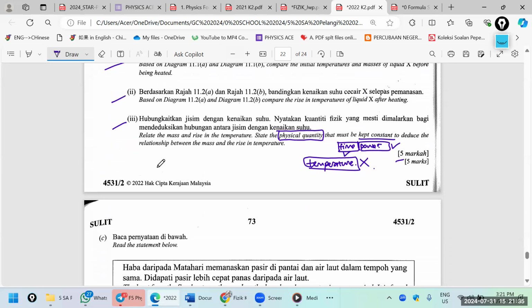Environmental temperature does not affect so much. It must be kept constant, it must be the physical quantity. If you don't fix it, it changes a lot.